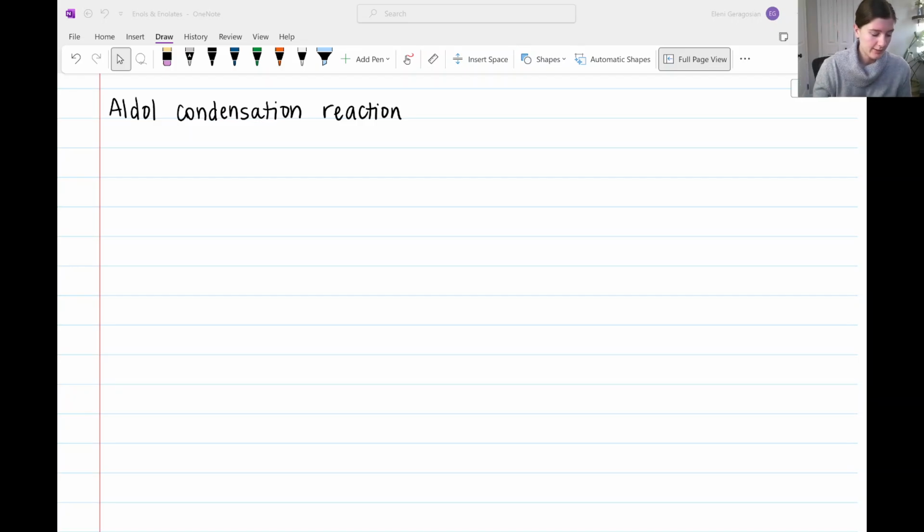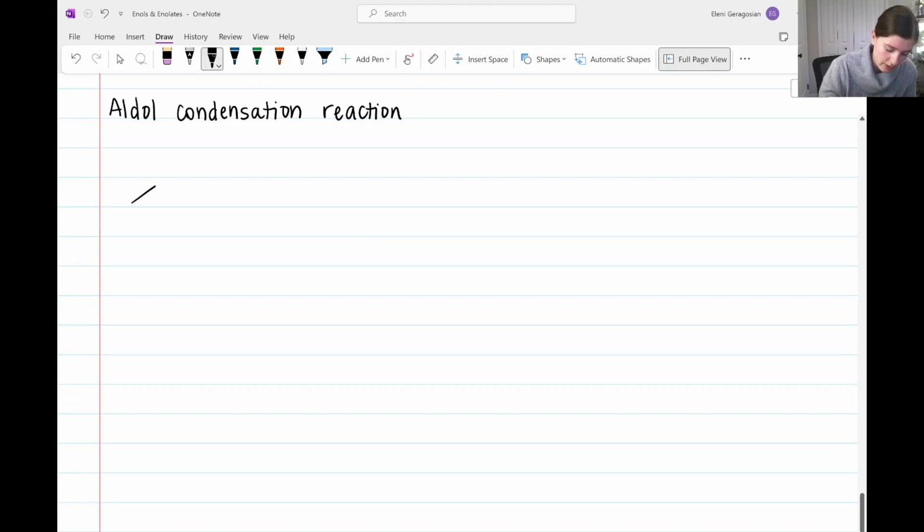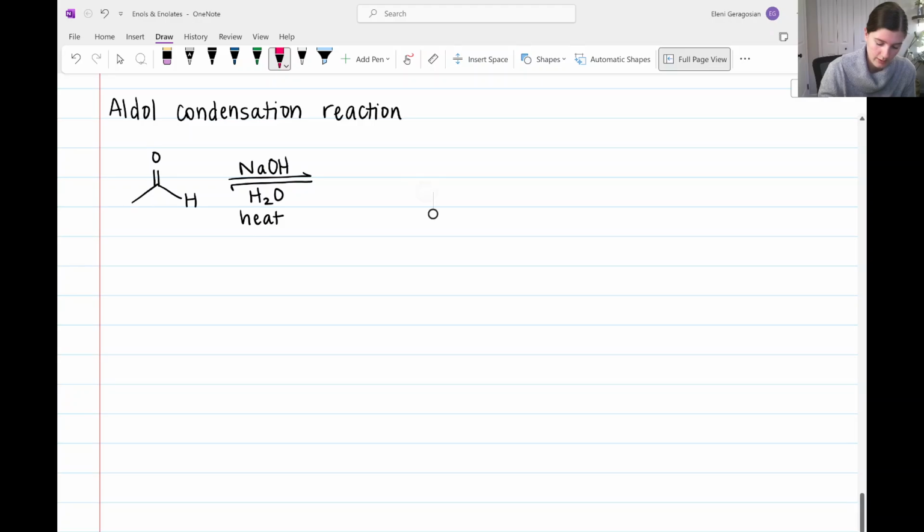So for the Aldol condensation reaction, again, we start with an aldehyde or ketone. So I'll show an aldehyde here. We have acid or base, but we'll focus on base in our class. We have water, and then we also have heat. So this addition of heat produces a slightly different product because the reaction will continue further.